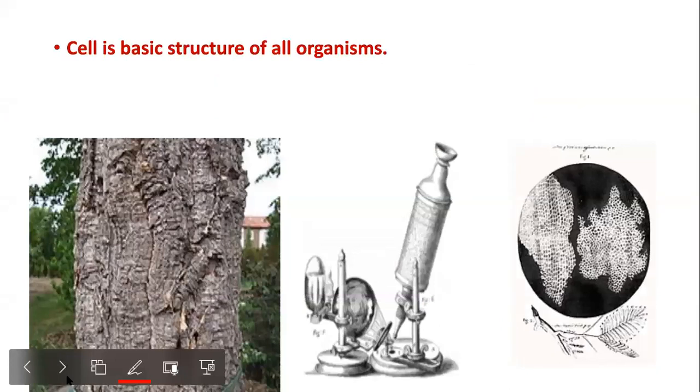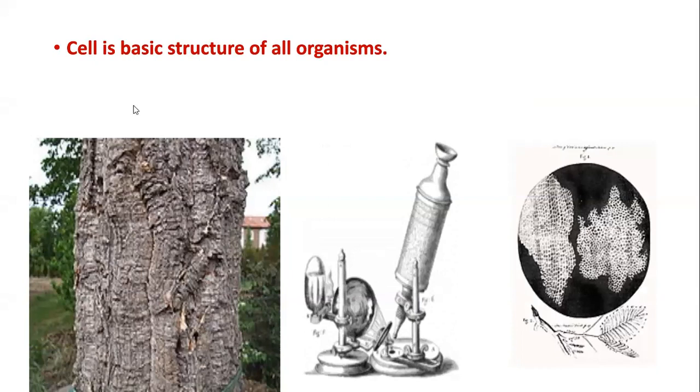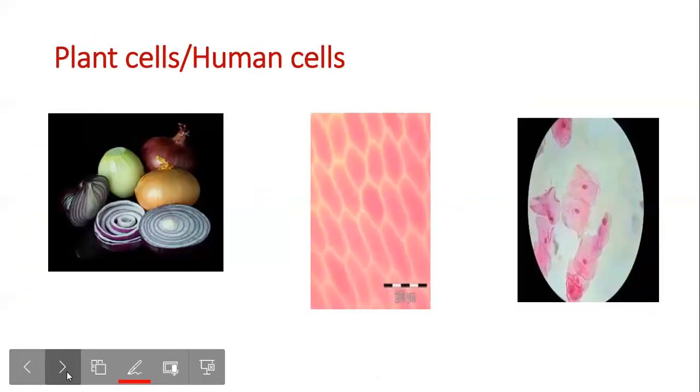Now, who gave the term cell? Robert Hooke gave the term cell. This is the bark of the oak tree, which can be used to make cork. When he observed it under the microscope, he noticed a honeycomb-like structure, where it looks like tiny rooms all over. So he's the first person to see the cell and name it a cell.